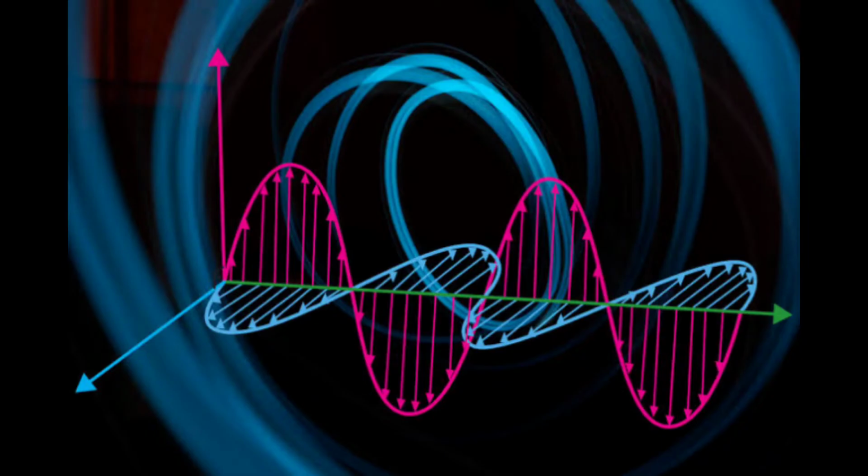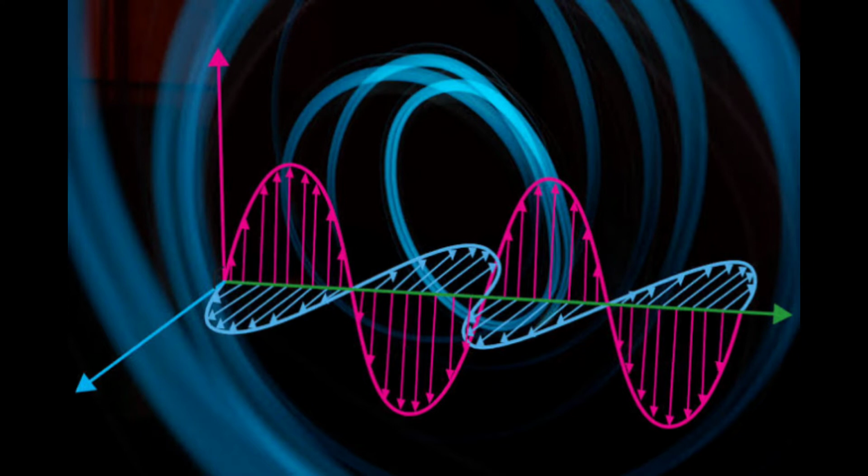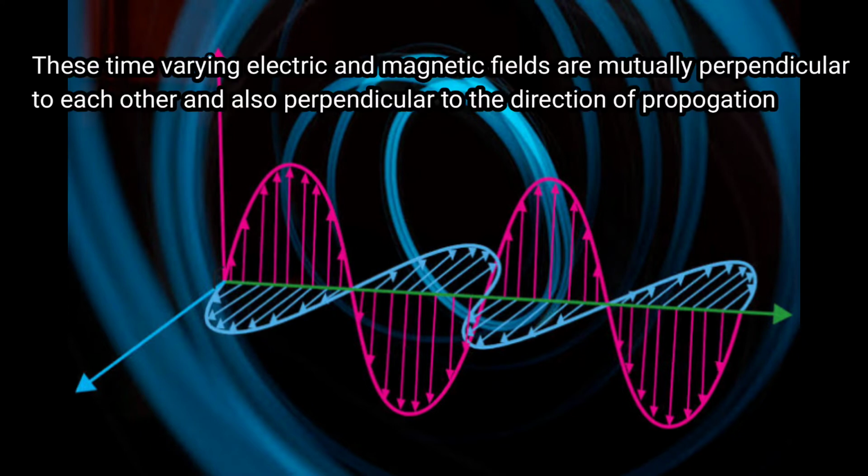As per Maxwell equation for time-varying fields, a space-varying electric field produces a time-varying magnetic field, and a space-varying magnetic field produces a time-varying electric field. These time-varying electric and magnetic fields are mutually linked with each other at right angle and are perpendicular to the direction of propagation.